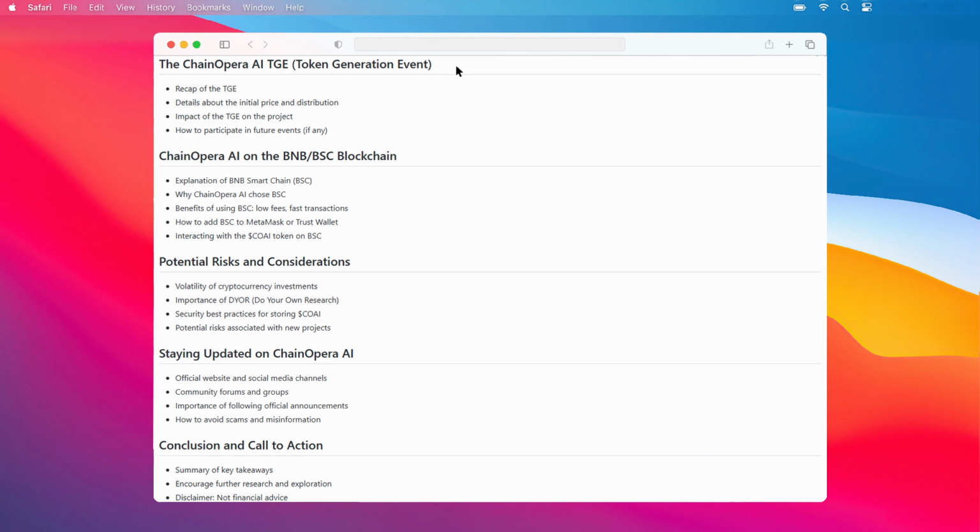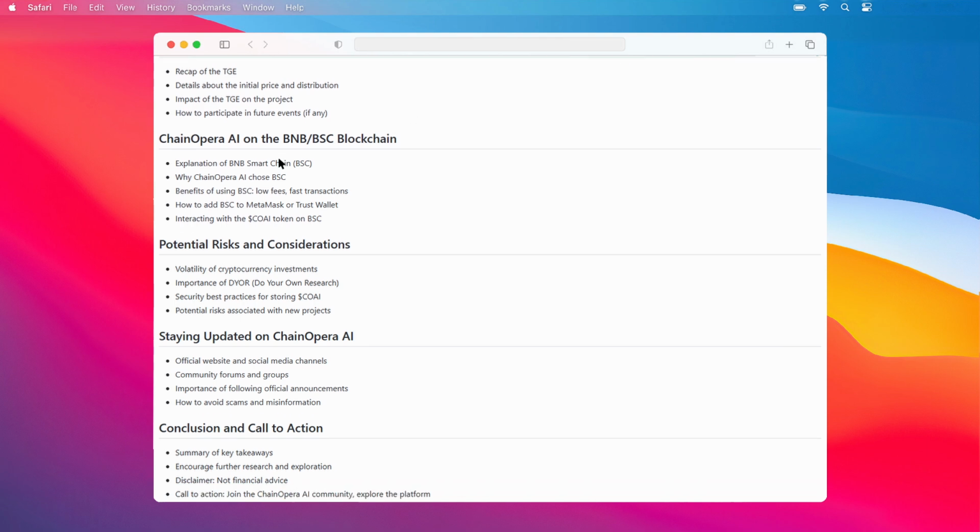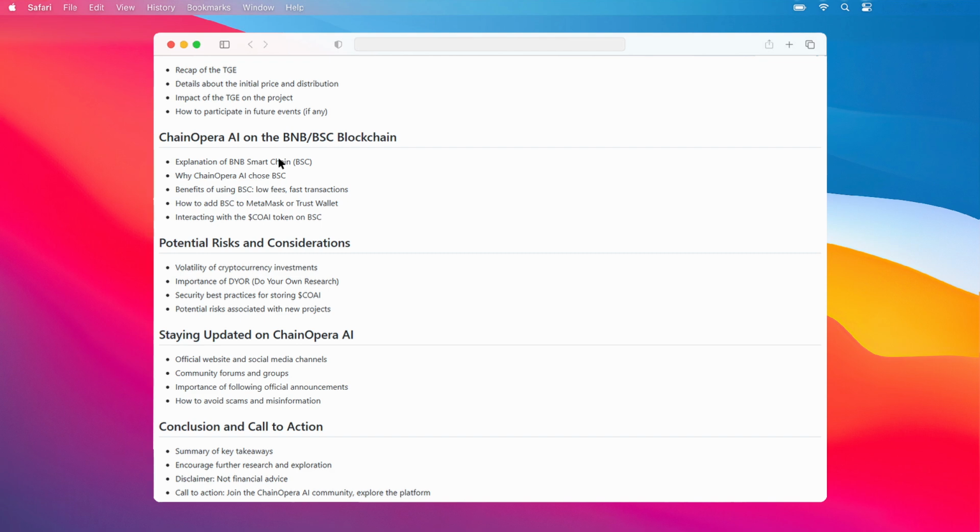We'll recap the ChainOpera AI TGE, discussing the initial price and distribution, the impact of the TGE on the project, and how to participate in future events, if any. We'll discuss ChainOpera AI's presence on the BNB/BSC blockchain, explaining what the BNB Smart Chain is, why ChainOpera AI chose BSC, the benefits of using it like low fees and fast transactions, and how to add BSC to MetaMask or Trust Wallet for seamless interaction with the $COAI token.